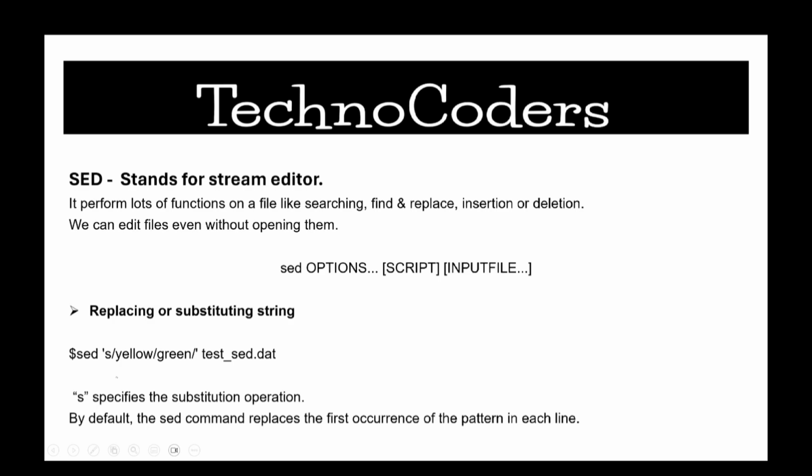Please remember, it will replace the first occurrence in the line. So suppose you have 4 lines and yellow is repeating 2 or 3 times in the same line. It is going to replace yellow in all the 4 lines, but only the first occurrence. Even if yellow is found in the same line in another position, it will not replace it. So be careful. By default, the sed command replaces the first occurrence. We will see all these one by one with examples, but first I just want to cover how this works.